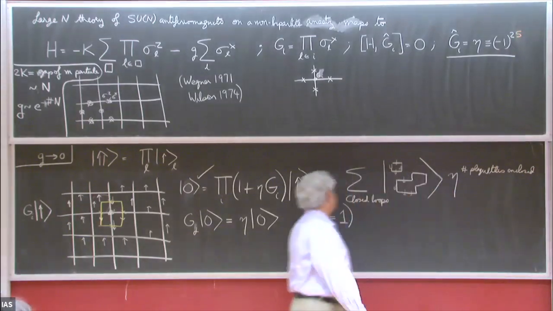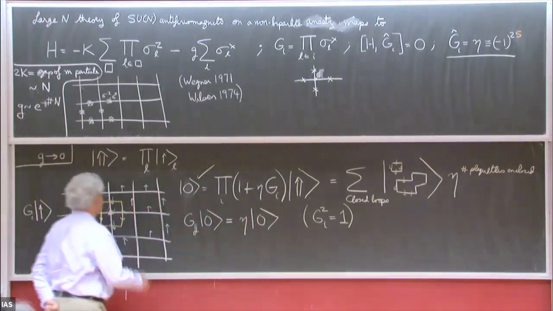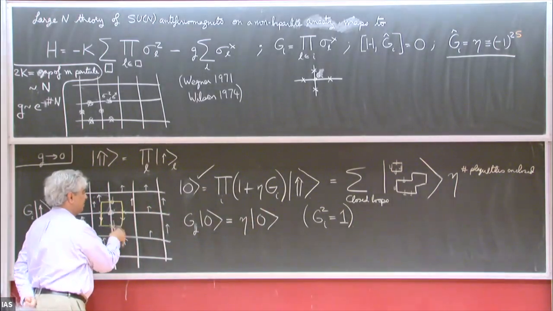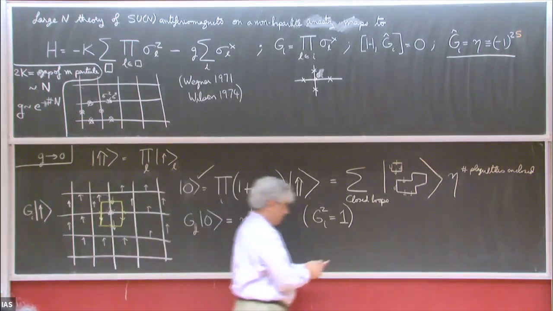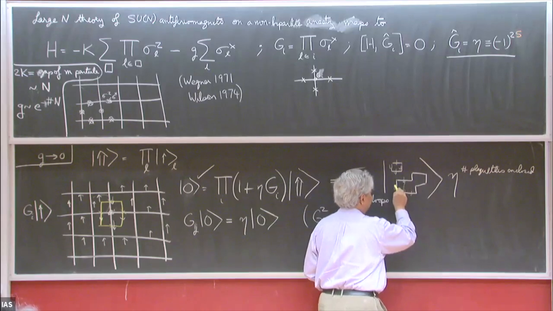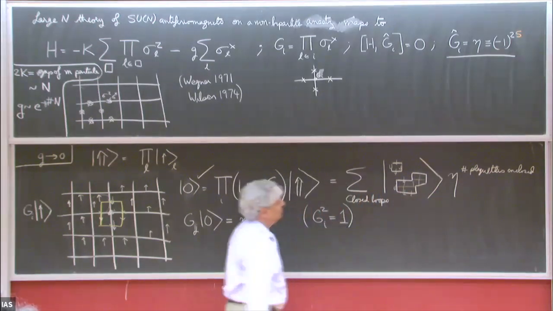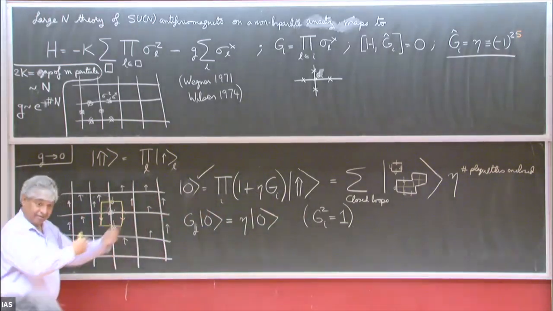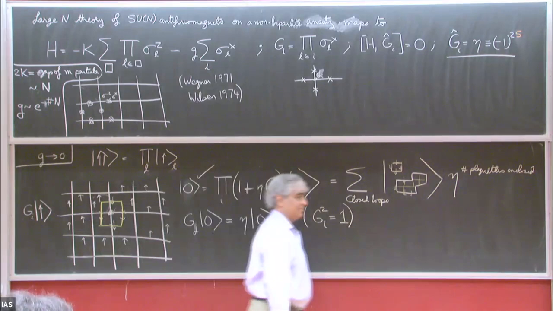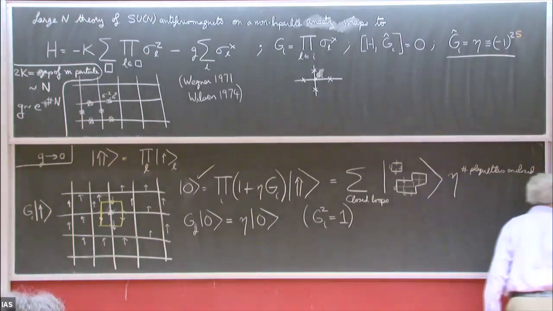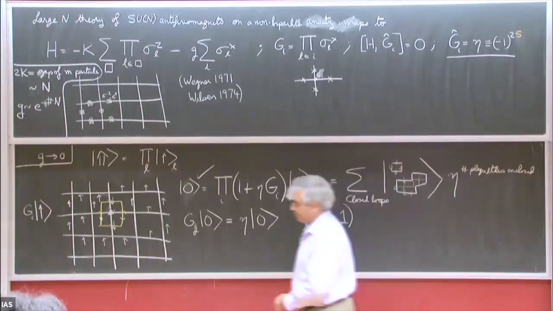So when I take this factor of GI, I pick up a factor of eta. Every time I put a GI, I pick up a factor of eta. So there's a factor of eta for every closed loop here. For every plaquette inside here, there's a factor of eta. So it's a slightly different combination of closed loops with this extra phase factor. That's going to be very important.